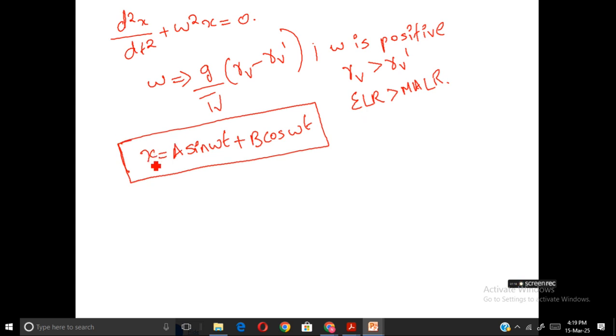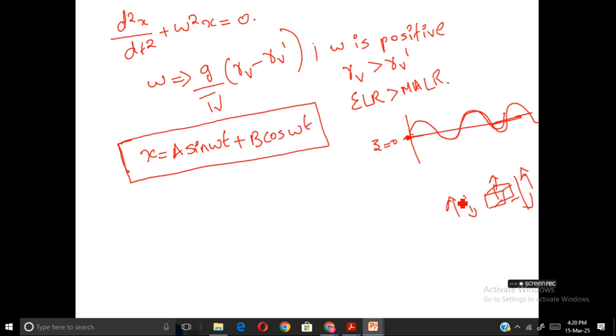So in that case, the solution of the equation becomes x is equal to a sin omega t plus b cos omega t. So this has a sinusoidal structure, which means the parcel is oscillating with respect to its initial position, z is equal to 0, or z is equal to some height. If it is displaced, it will come back to its original position, then it will again go back, and again come back. It is oscillating with respect to its initial position. So in this case, the parcel is said to be stable.